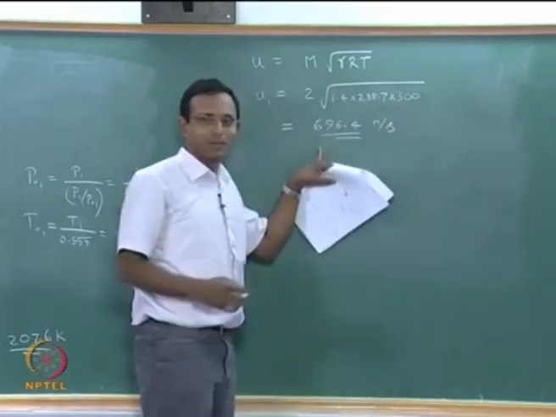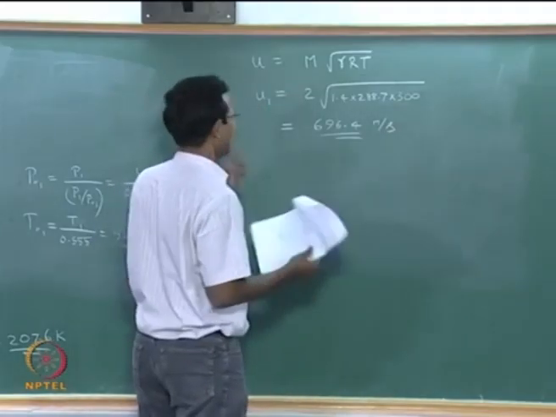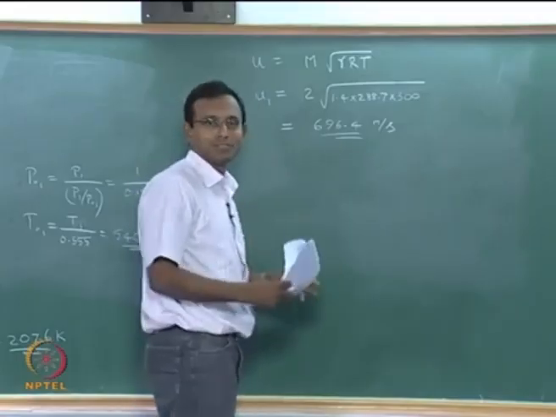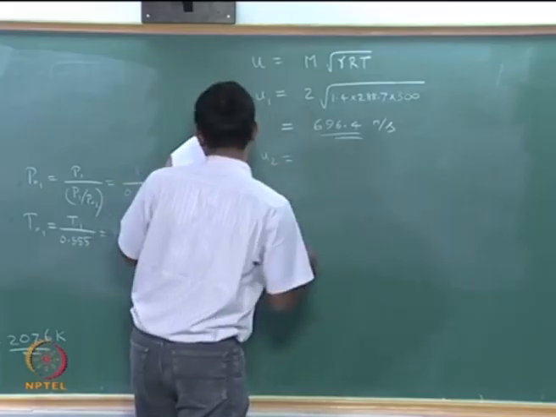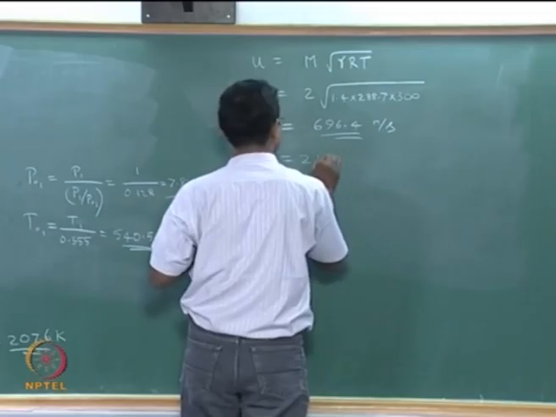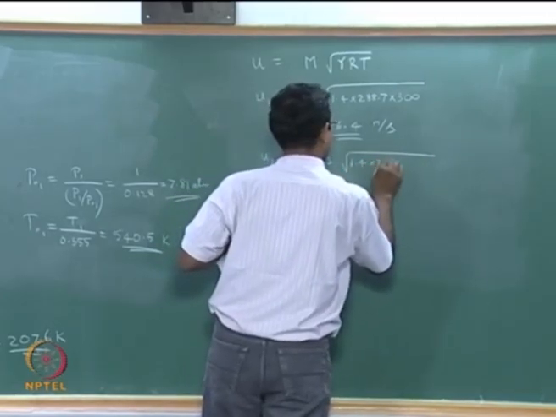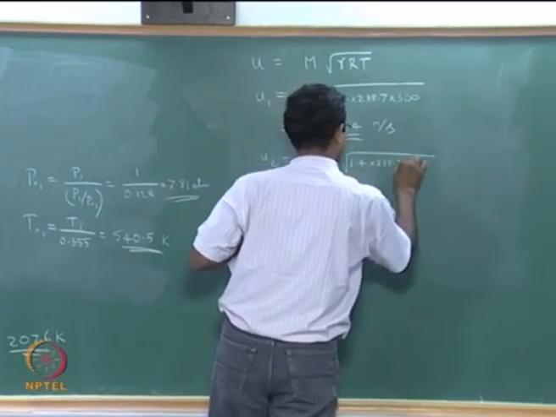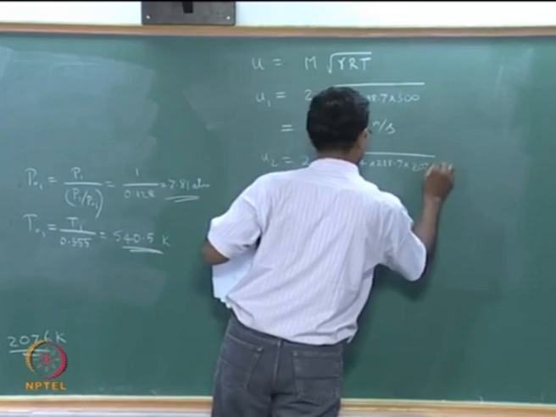This exact number we have been using a lot, 696.4. Okay. Because we typically start with a Mach 2 problem in supersonic flow. So you will always get that. U2, we found that the Mach number was 2.83, so 2.83 into square root of 1.4, 288.7 into temperature we found was 207.6.